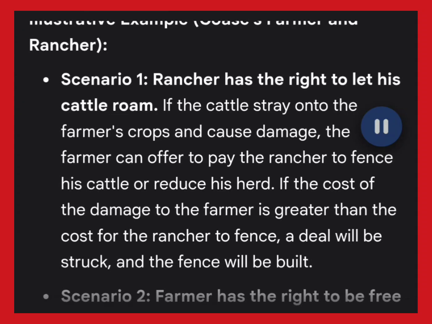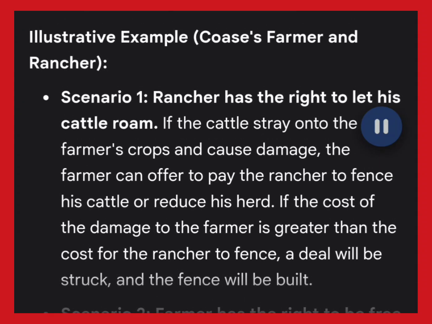Scenario 1. Rancher has the right to let his cattle roam. If the cattle stray onto the farmer's crops and cause damage, the farmer can offer to pay the rancher to fence his cattle or reduce his herd. If the cost of the damage to the farmer is greater than the cost for the rancher to fence, a deal will be struck and the fence will be built.